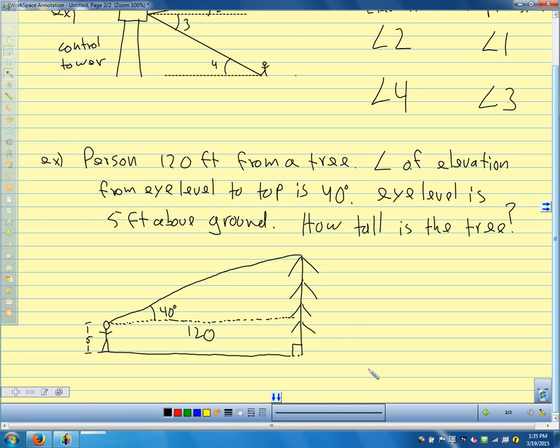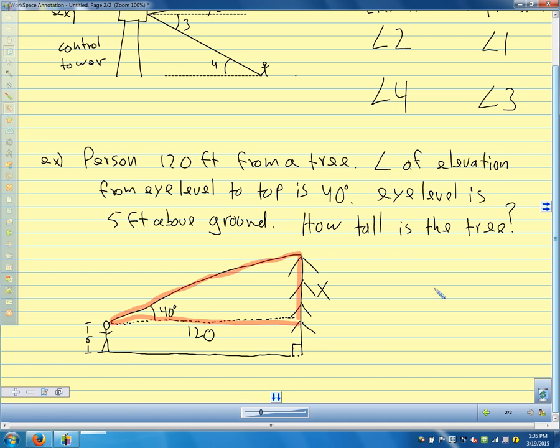So what we're going to do for this problem is look at this red triangle here. We have a right triangle, and we're going to find x. Is x going to give us the height of the tree? What do we need to do at the end to get the height of the tree? Add 5 feet, because that's going to give us how tall from eye level to the top of the tree. So we're going to find x, and then we're going to add 5 feet.